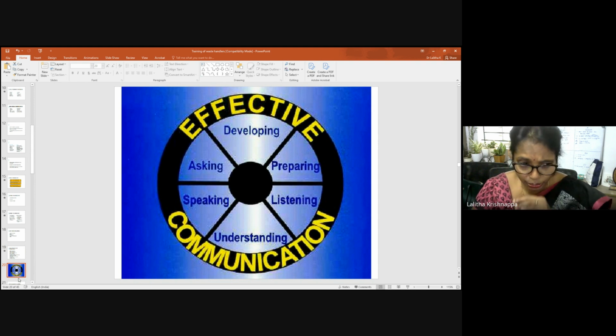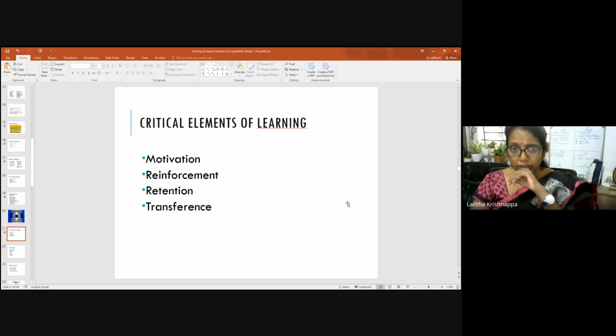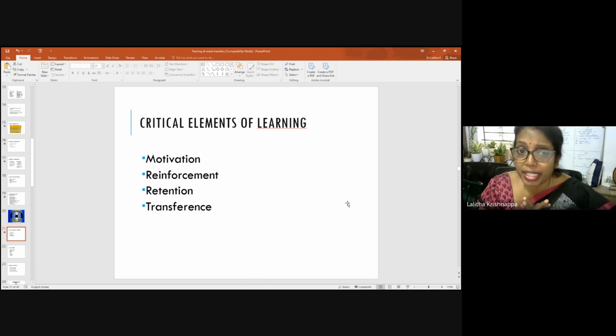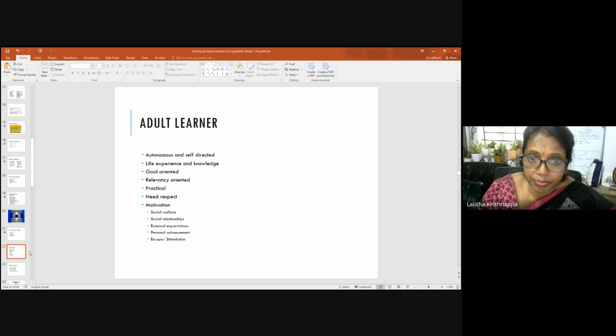Now let's go to the training of waste handlers. What are the critical elements of learning? One is we first have to motivate, and reinforce, so that only then will they keep understanding. After that, we have to retain whatever skills or knowledge we have learned, and they should be in a position to transfer it to the next person.